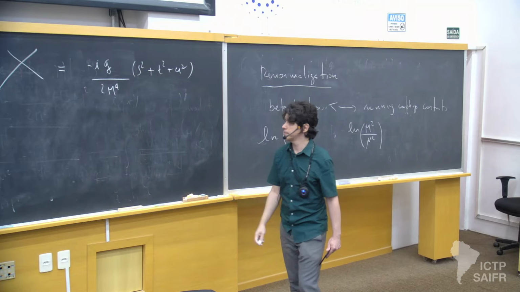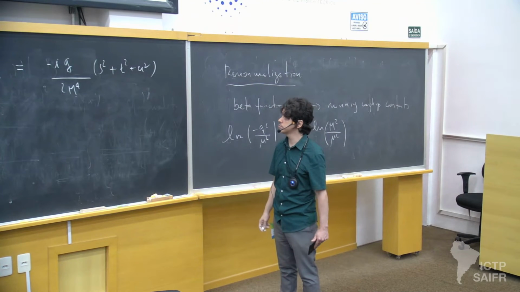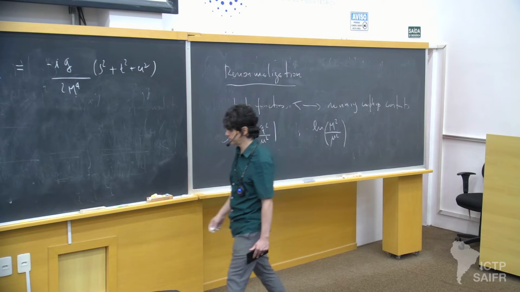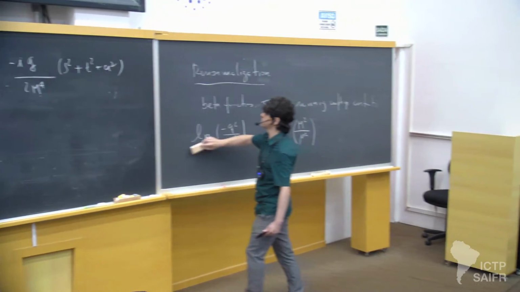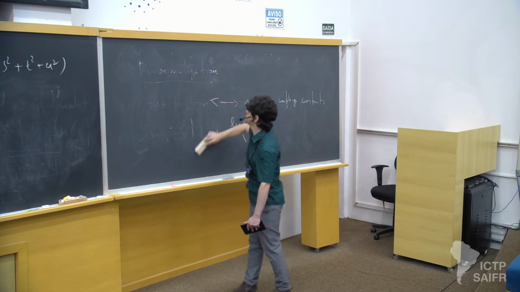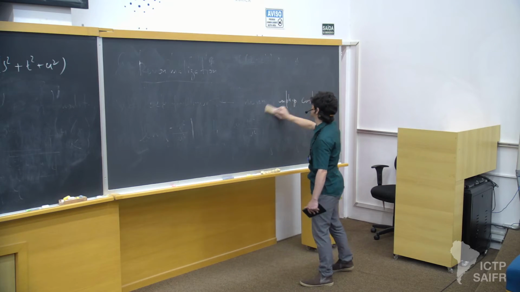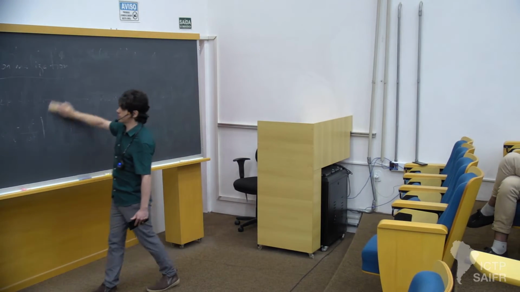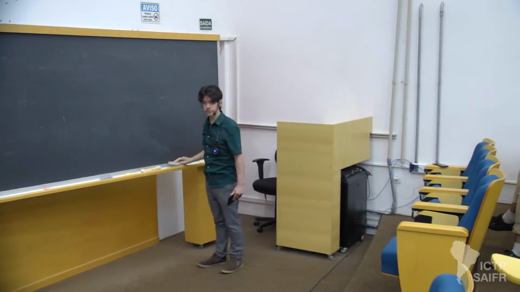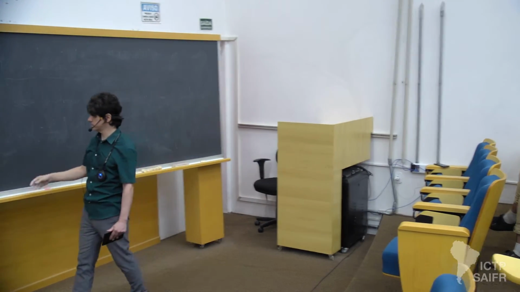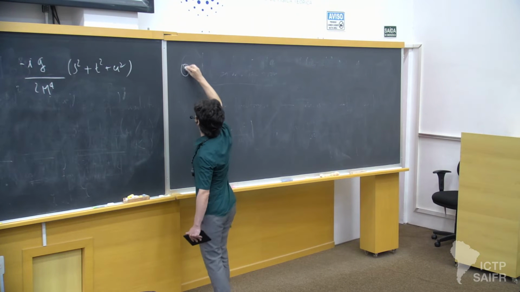That was easy, right? I mean, you take 10 minutes to do this calculation, but I won't do it in 10 minutes. I think it's an exercise in the lecture notes. If you guys have never done this type of calculation, I would suggest for you to do it. But it's an easy one. So now let's go to one loop.